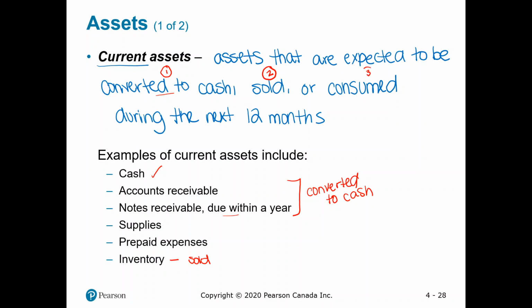And then the last part is that you could consume it during the next 12 months. And that would be supplies and prepaid. So supplies, we use those up. We buy them, they sit on the shelf, but then we're going to use them up over the next year. So we're consuming those goods. Prepaid expenses, we've paid them, and then in the next year, we're going to consume or receive that benefit. So these are consumed within a year. So 3 different parts to what makes something a current asset.